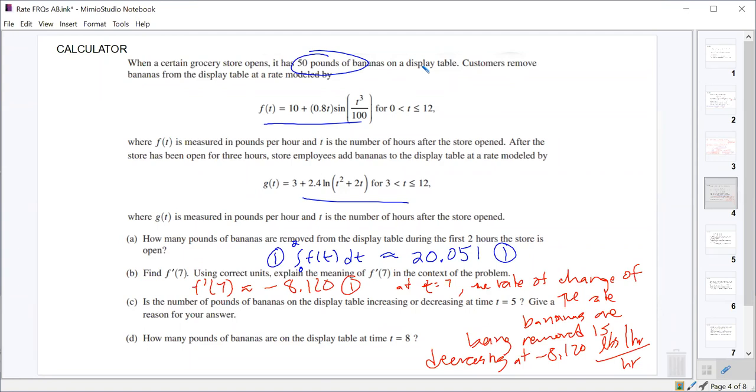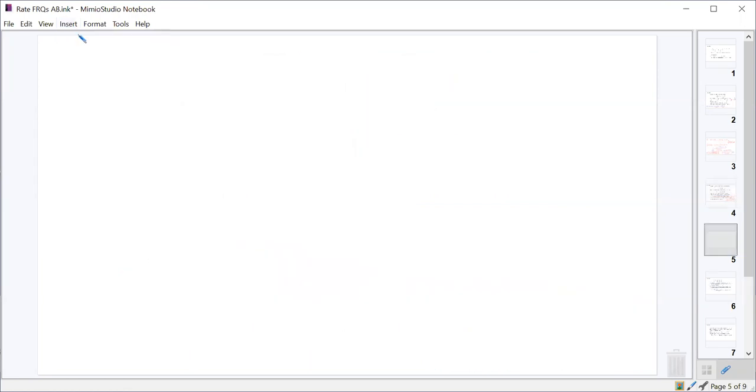Any other questions on that one? Was the whole thing just 1 point, or one for the value and one for the explanation? All right, part C then says, is the number of pounds of bananas on the display table increasing or decreasing at t equals 5? I'm at a new page for this one.